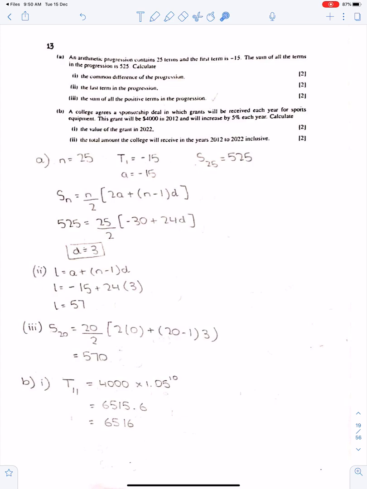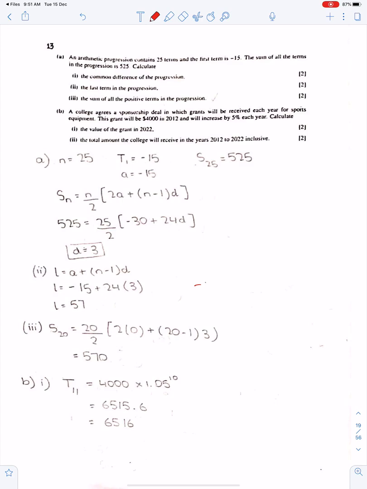The last term, this is so simple. We know the formula of the last term: L is equal to a plus n minus 1 times d. So this is L. Then S20, the sum of all the positive terms. All right, this is important. Sum of all the positive terms.